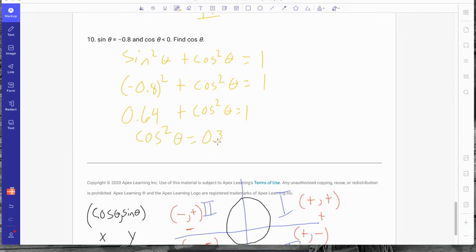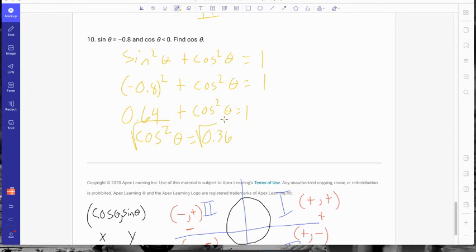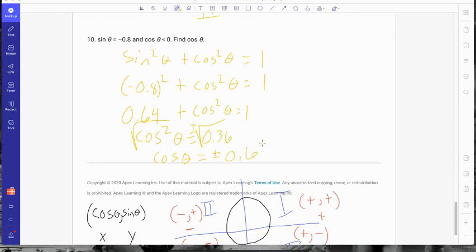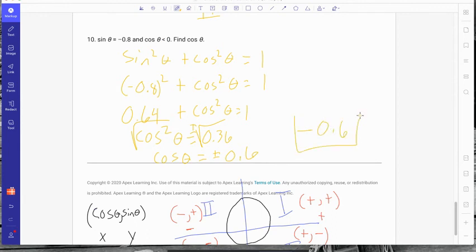I got 0.36. 1 minus 0.64 is where I got this from, just so we all are good. I square root both sides. Cosine of theta is equal to plus or minus. Anytime you take the square root of a number, you have to give a plus or minus. It's going to be plus or minus 0.6. And since we know the cosine has to be less than 0, so it has to be negative, my answer is negative 0.6.